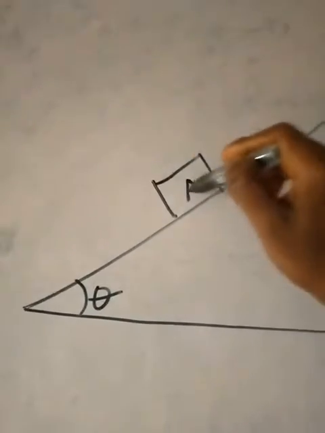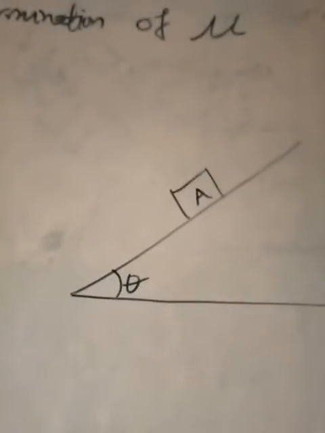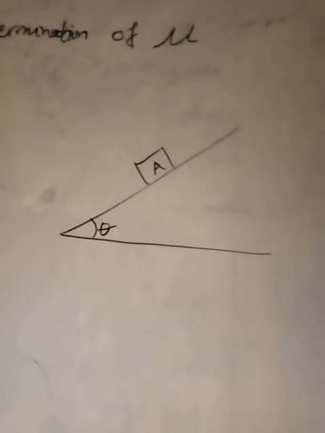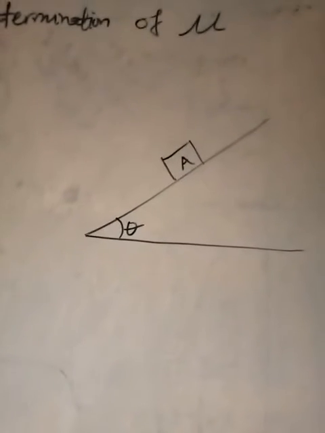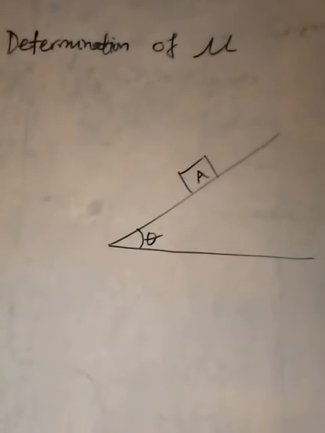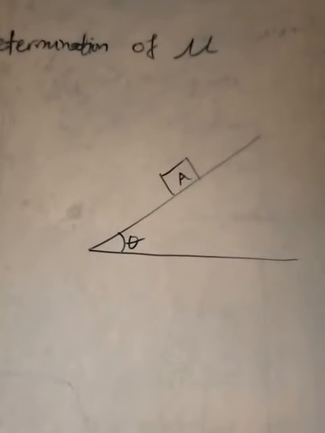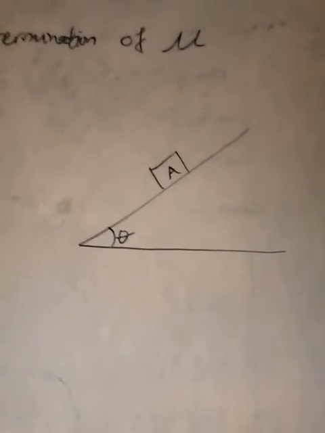Let's call the body A. We want to determine the coefficient of static friction. Look at this body now on this inclined plane. Without anybody touching this body, it's going to slide down. Let's assume that this body is stationary there, not sliding, which is not possible. Let's assume that it's possible. It shows that something is holding it.